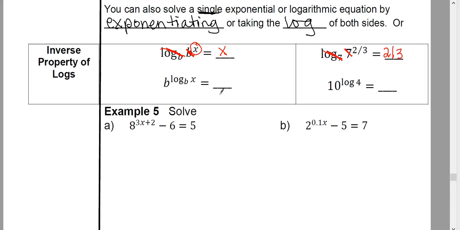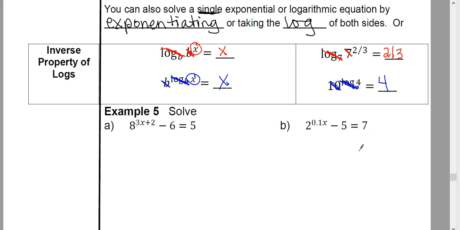This one is exponentiating, which is what we're going to use for example 6. Again, if the base of the exponential and the base of the log are the same, they cancel, and you're left with the argument as your answer. So right here, if it's a common log, then the base is 10. So log base 10 of 10 to the 4. Base 10 and log 10 cancel out.